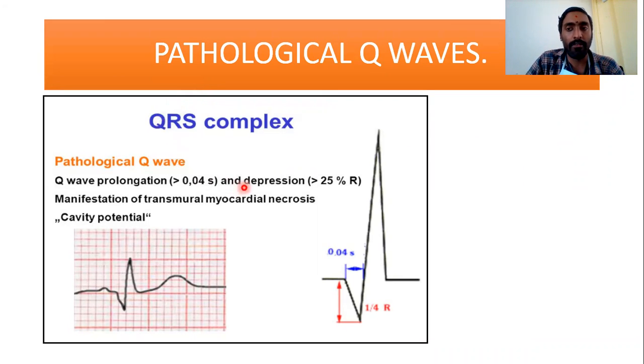So pathological Q wave we define as a Q wave more than 0.04 seconds in the duration and more than 25% of the subsequent R wave in amplitude.